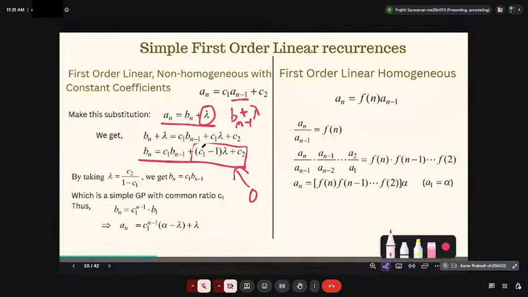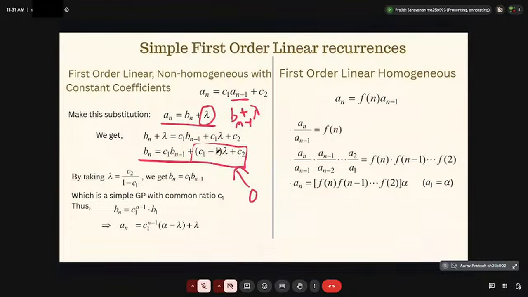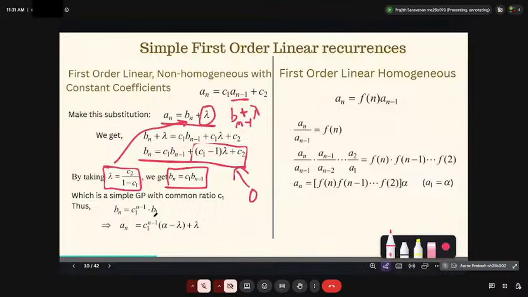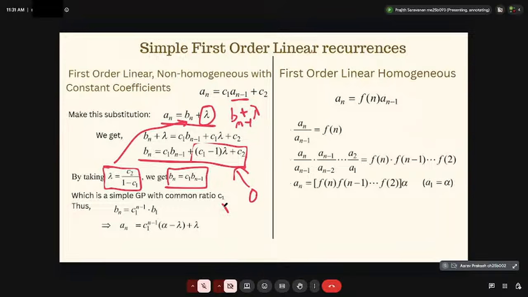So if we set this part to be zero, we can simply solve for lambda. It will be minus c2 by c1 minus 1, which is this one. So this is what we consider lambda to be. If we ensure lambda is this, then we simplify the sequence to one that is easily solvable by GP. The first term is b1, and the common ratio will be c1 here. So by solving, you will get this.